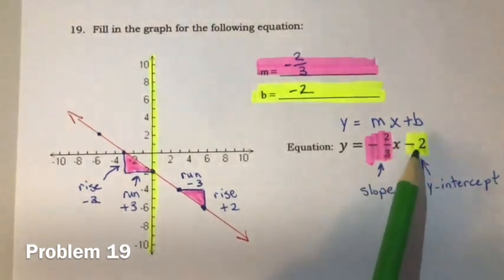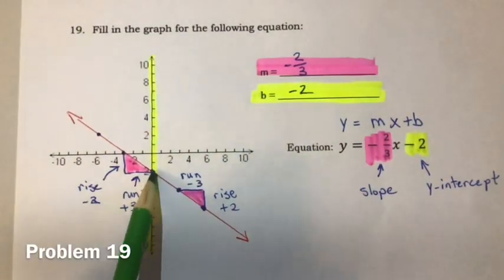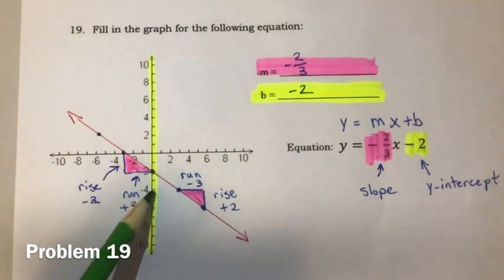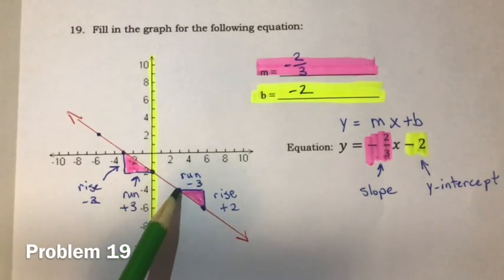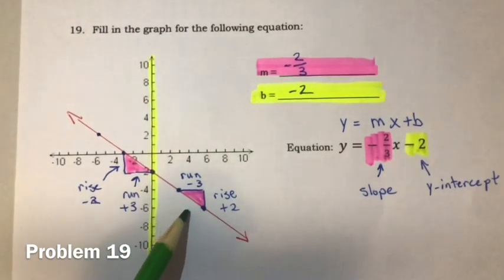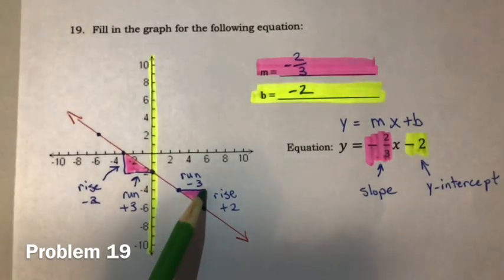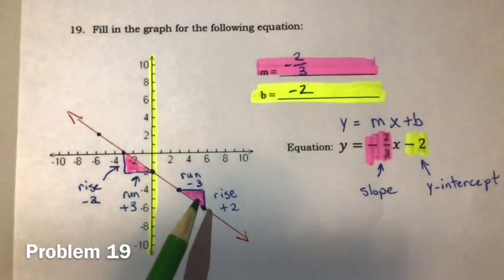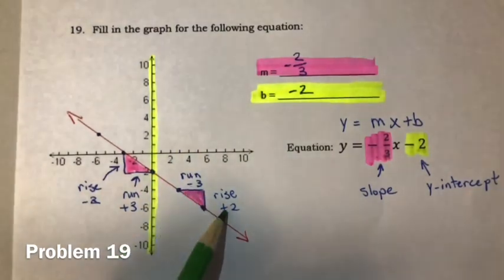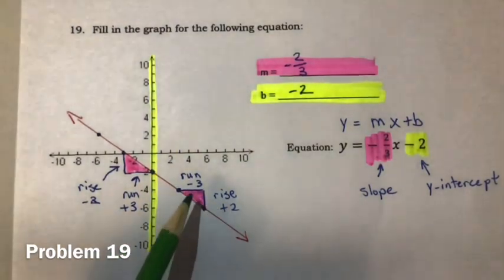Here our y-intercept is -2, and we can have a rise of -2, so we're going -1, -2, and a run of positive 3. Or we can rise 2 and run -3. As long as one of them is negative, because a negative divided by a positive is negative.